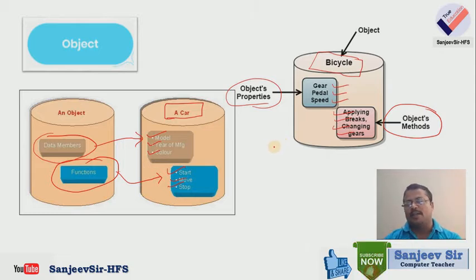Now I think you understood and are clear about the concept of object. An object will have two things, data members and functions. Data members are the characteristics of the object and functions are the behavior, how that function behaves and works. Such characteristics we define and we use.